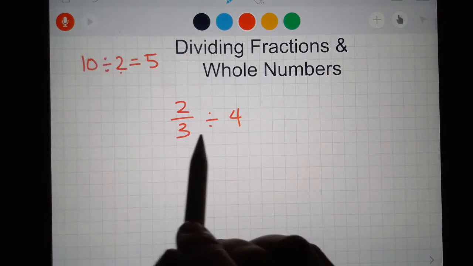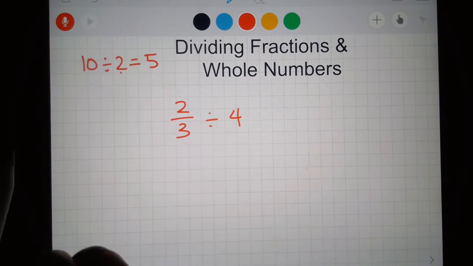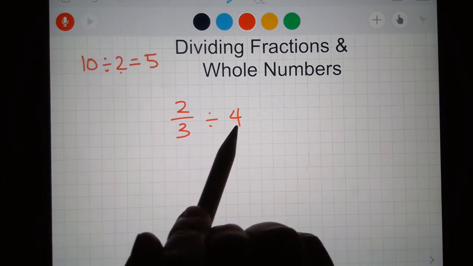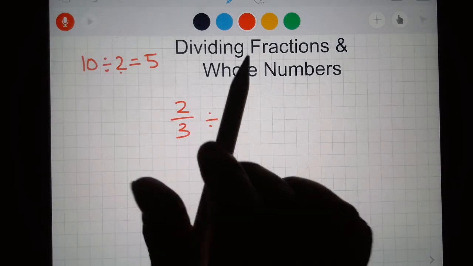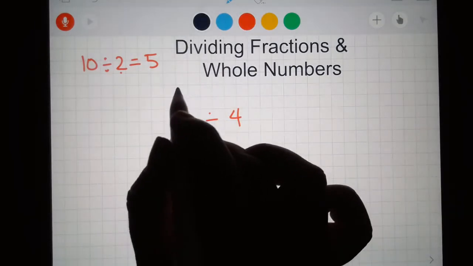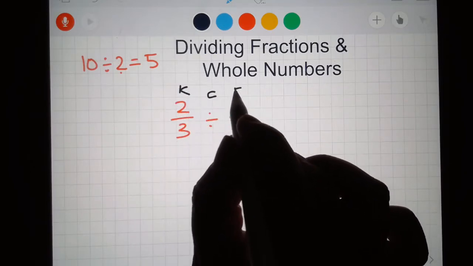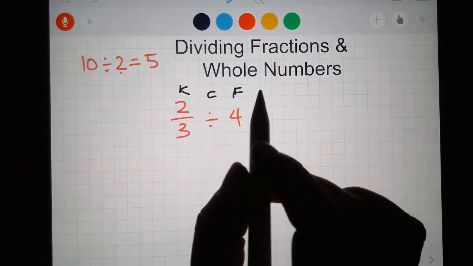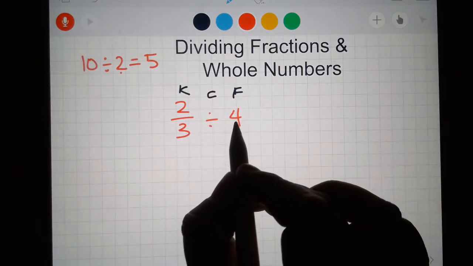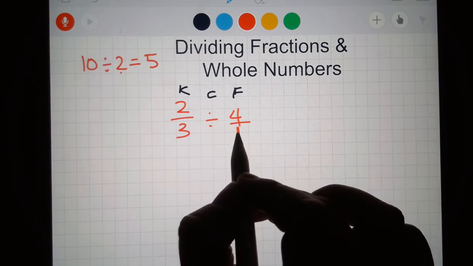You can do the same thing when you're dividing a fraction. You can use multiplication to help you solve it. Okay? And in order to do that, we're going to use a strategy that we call keep, change, flip. Okay? So before we get started on using our strategy, I need to make this 4 into an equivalent fraction, which is 4/1.